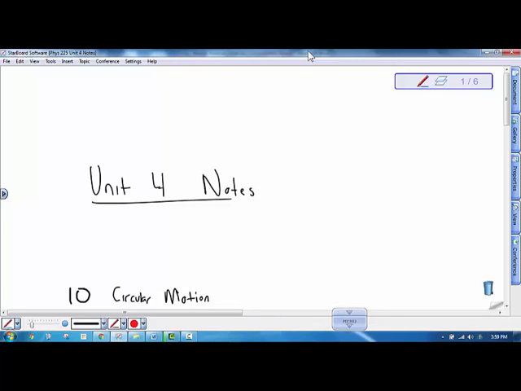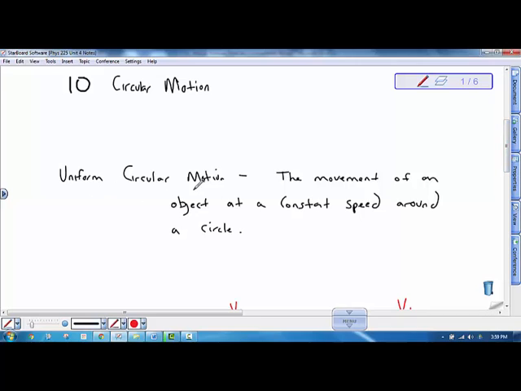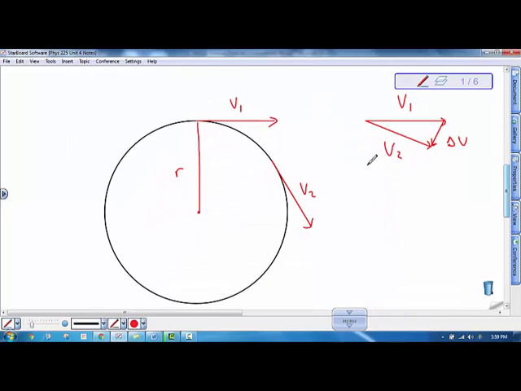Okay, Unit 4 notes. We're going to talk about circular motion. Uniform circular motion is just the movement of an object with a constant speed around a circle. And the best way to look at that is with vectors. I know this doesn't look like a circle, but basically, if you have an object traveling around a circle at uniform speed, let's say it starts here and ends up here.